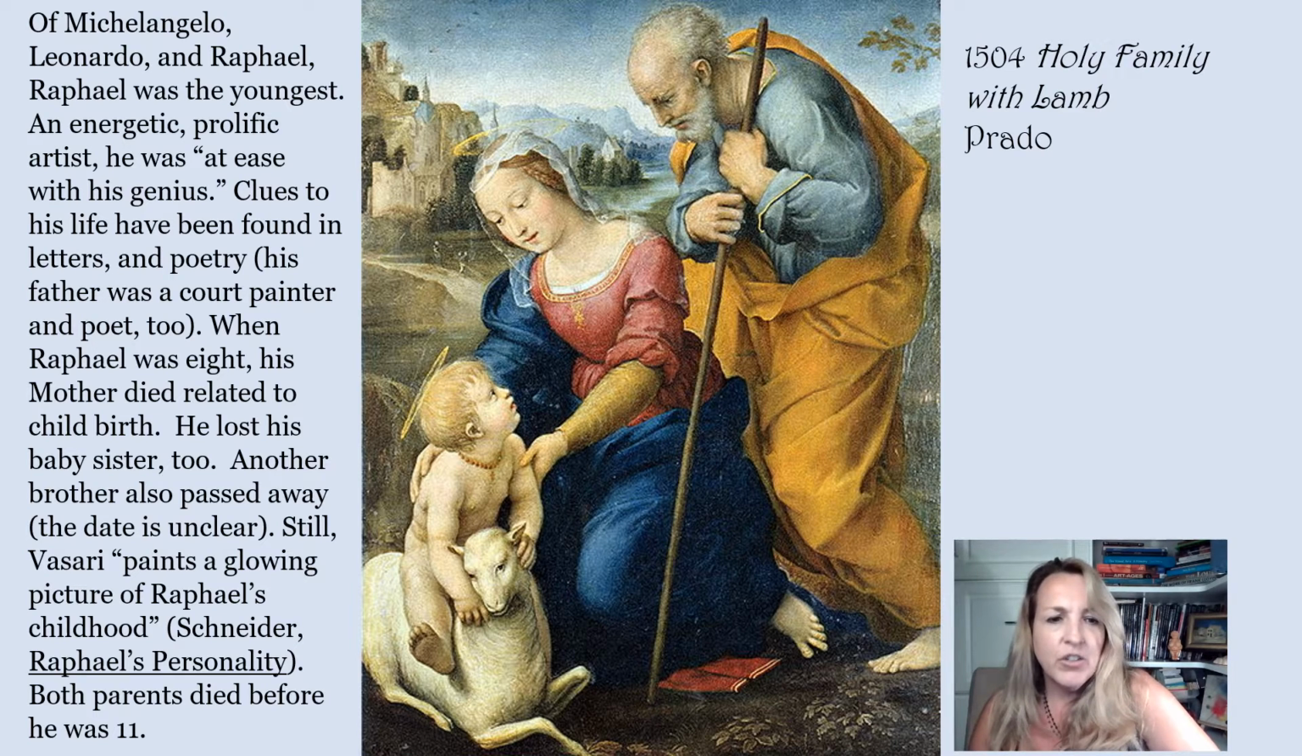He was a childhood artist as well. When he was 8, his mother died related to childbirth. He lost his baby sister as well. Another brother also passed away. The date is more unclear. And then Vasari paints this glowing picture of his childhood, and yet both parents died before he was 11.